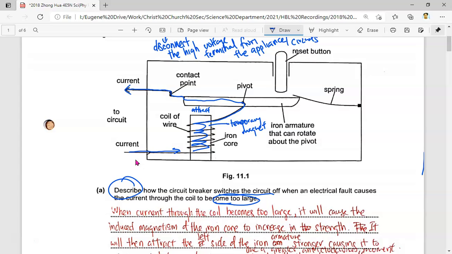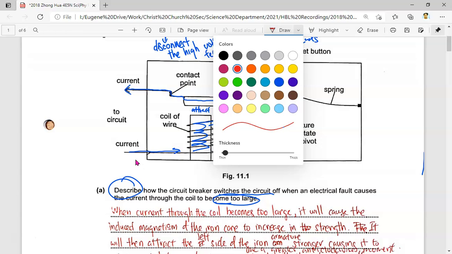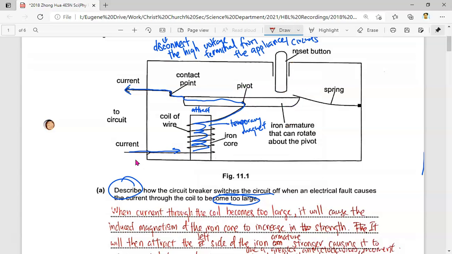Now, let's try to tackle this part. When the magnet is working, because the current flows, it becomes a temporary magnet and will attract this iron armature. This attraction causes a downward force here, and because there's a pivot, we need to think in terms of moment. A downward force here generates an anti-clockwise moment. So the whole iron armature is supposed to rotate anti-clockwise.